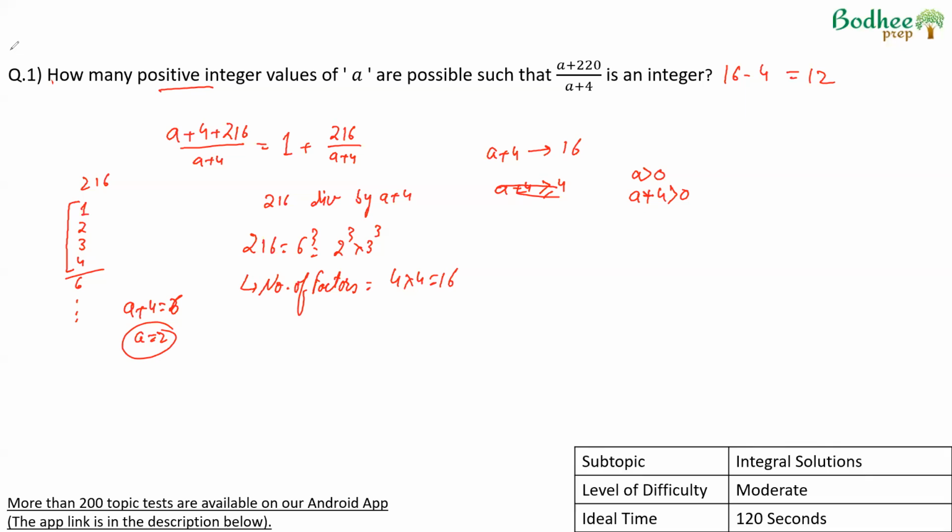I would say this is an easy to moderate question because breaking this down into 1 plus 216 upon a plus 4 is not very difficult. And then checking for factors is also something that we've done enough to not be flustered by it. 2 to 2.5 minutes to solve the question.